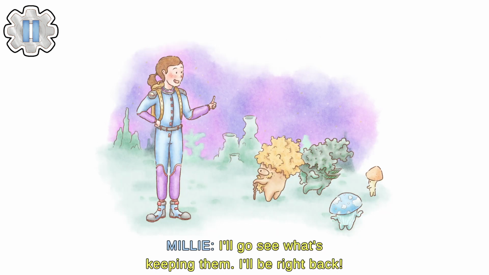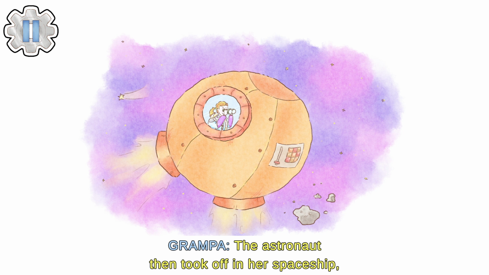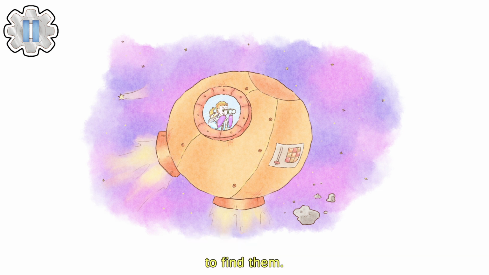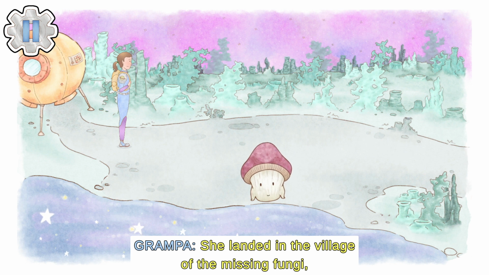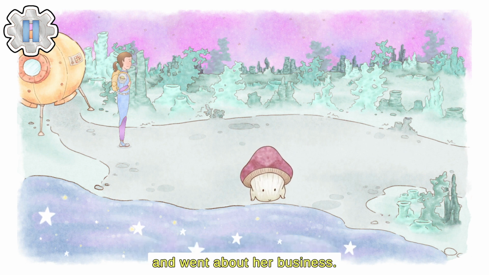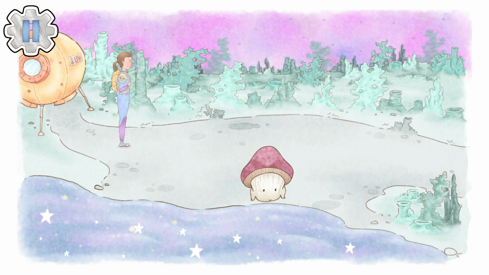I'll go see what's keeping them. I'll be right back. The astronaut then took off in her spaceship to find them. Millie looks out her window with a pair of binoculars as her spaceship takes flight. She landed in the village of the missing fungi and went about her business. Beneath a purple and pink starry sky is a coral reef landscape of blue-green. A path bends to the right past a deep blue pond.